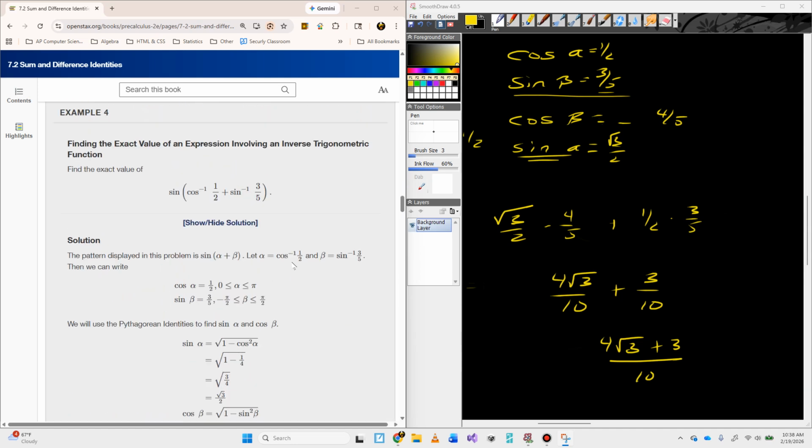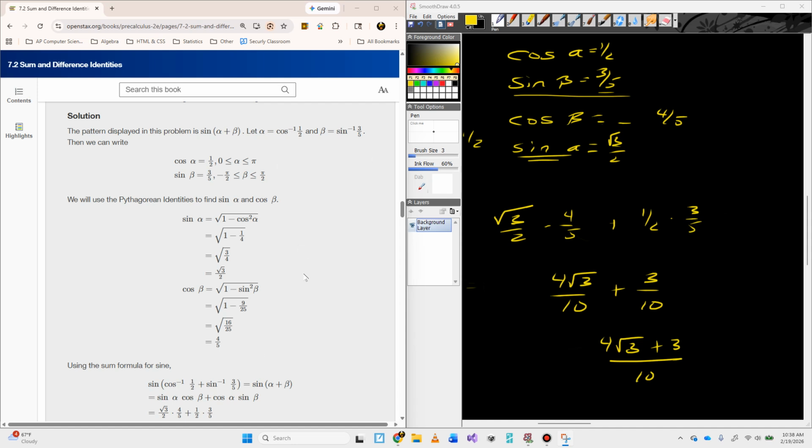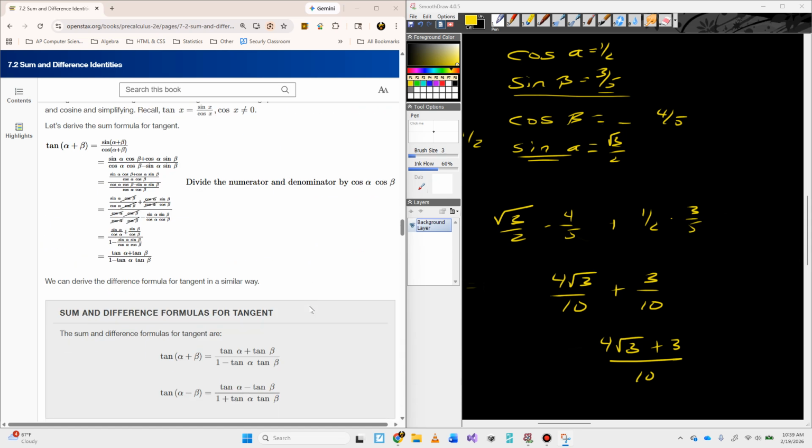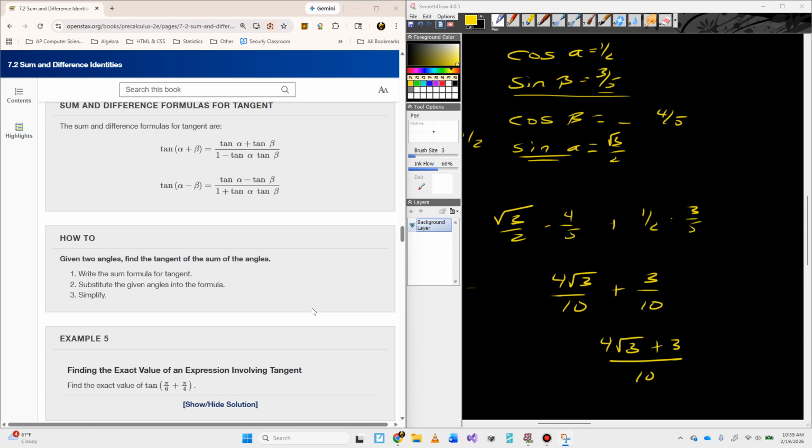So if you find that you have a question that's in this formula, this is the method which you need to use. And if you find yourself, you have both a cosine alpha and a sine beta, but you don't have the cosine beta and sine alpha, or vice versa, you will need to use the Pythagorean identity to get those values. There's tangent. So these are the sum and difference formulas for tangent.